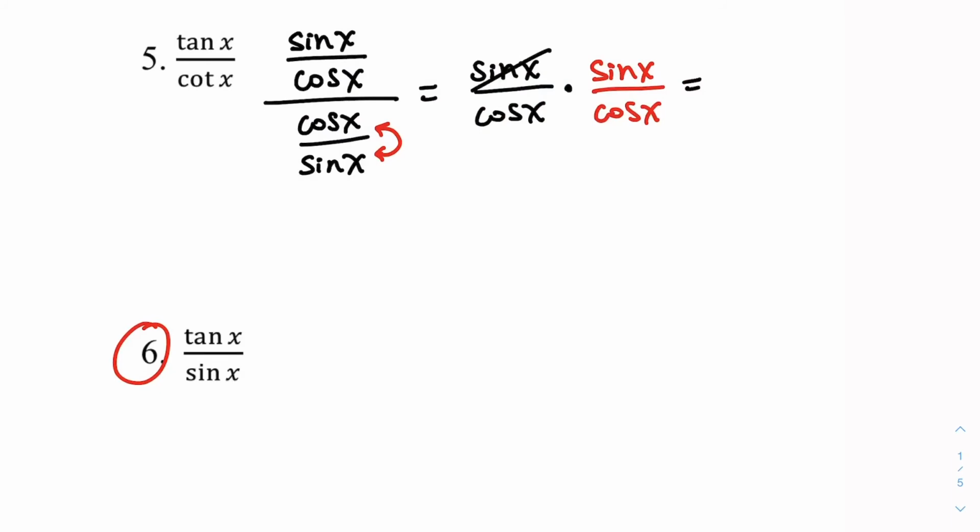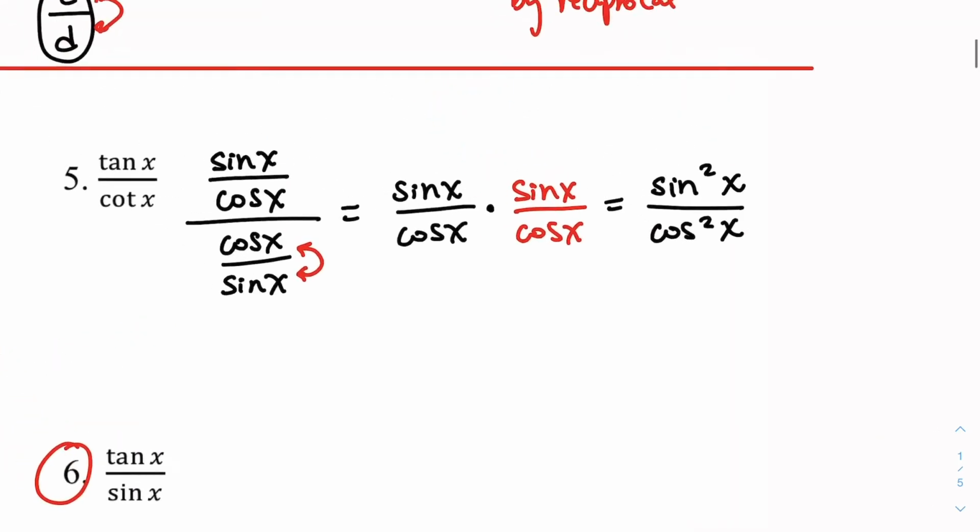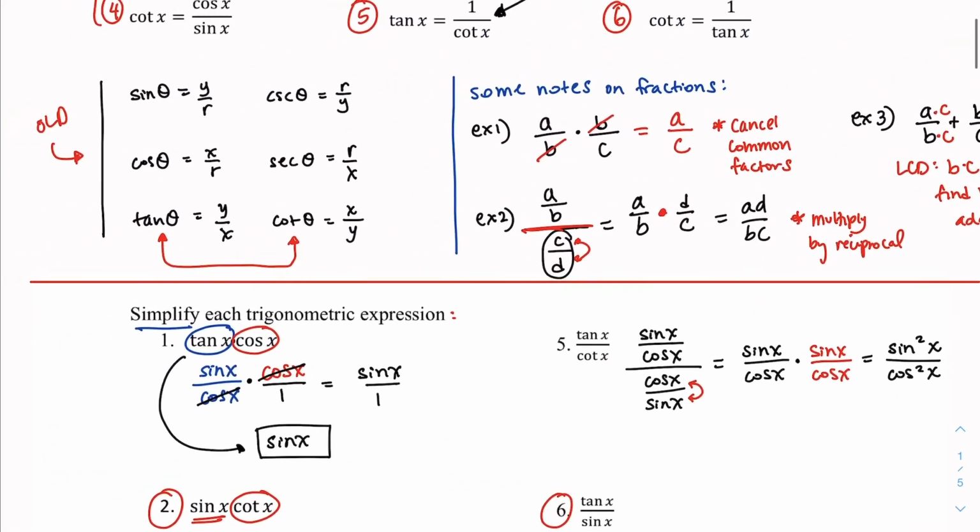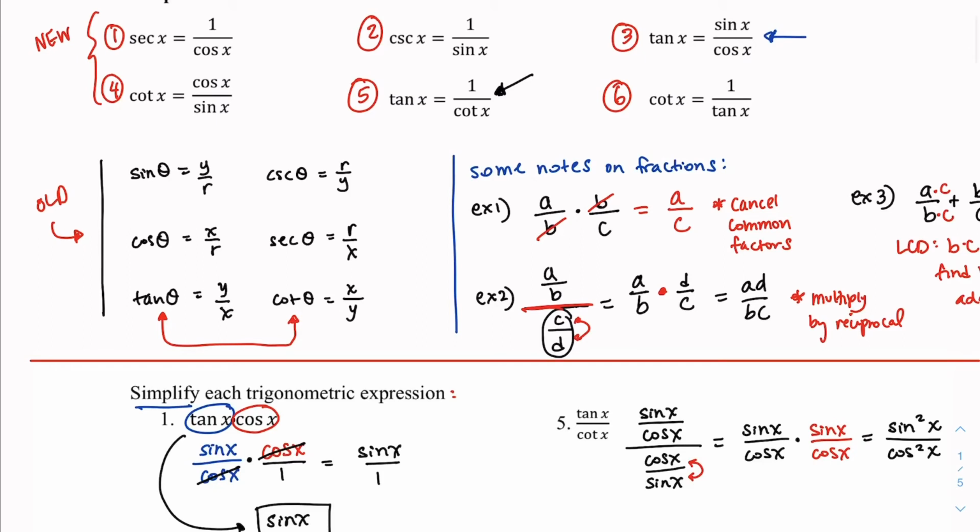Notice that we can't cancel because they're not on opposite sides of the fraction. So we're just going to have to multiply sine x times sine x, which is sine squared x. When we want to show that sine is being squared, we put the square between the trig function and then the variable. So we call this sine squared x, over cosine times cosine, which is cosine squared x. Now this is looking very similar to one of my formulas. Sine over cosine is formula 3. Let me highlight that.